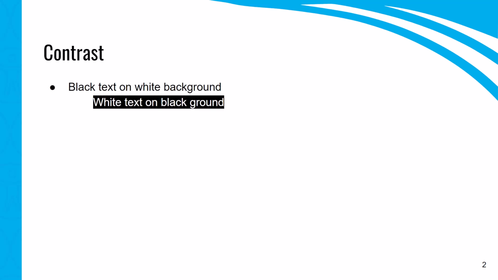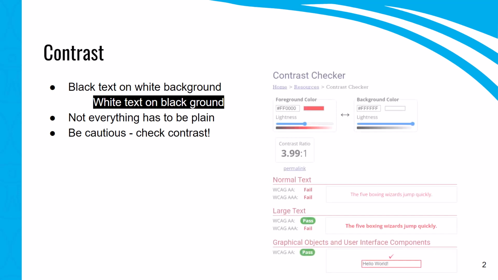First, always be mindful of the amount of contrast when changing the color of any text. Black text on a white background, or the reverse, offers the most contrast. If you want to use colors other than that, you can use a color contrast checker such as WebAIM's, which you can find in this video's description. We'll show you how to use those a little later.